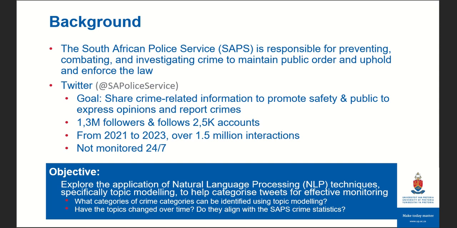It has over 1.3 million followers with over 1.5 million interactions from 2021 to 2023. This is a very high number of interactions for a page that is not monitored 24/7. And this presents an opportunity to use natural language processing to group the tweets into topics in order to help with effective monitoring. Also, with the different topics, I want to see if these topics align with the crime reporting categories and also see if there have been changes over time.